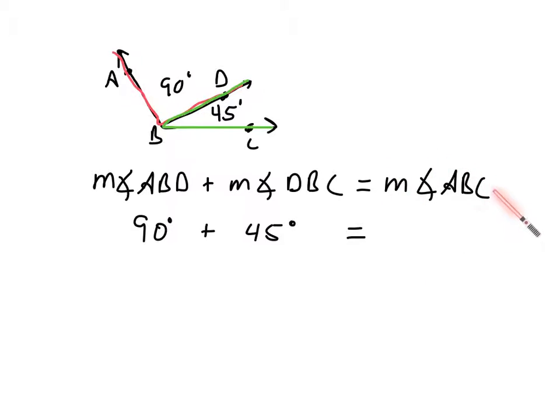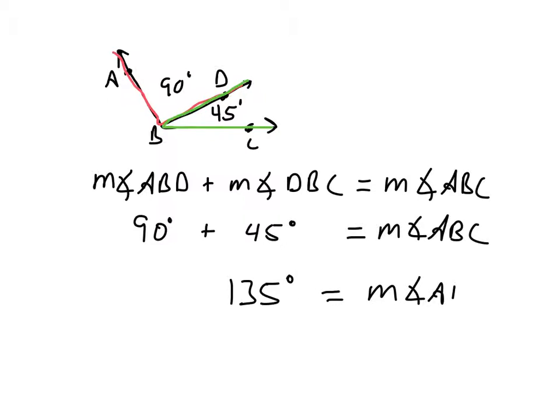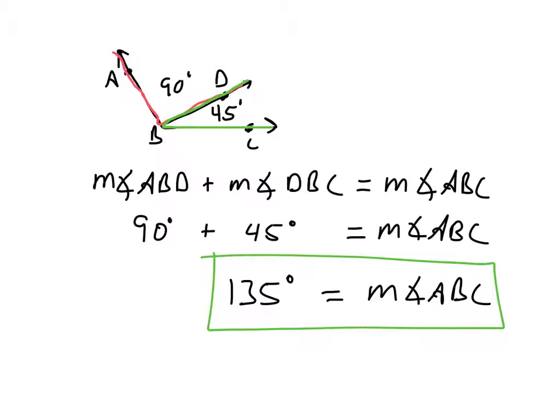If we're solving for the measure of angle ABC, that is like our variable. We're solving for our variable, and so you've got to keep your variable in your equation. So I should be writing the measure of angle ABC here, and then showing my work: on the left side, I add 90 plus 45, and then on the right side is what I'm solving for. So that is how I would show my work to find the measure of angle ABC.